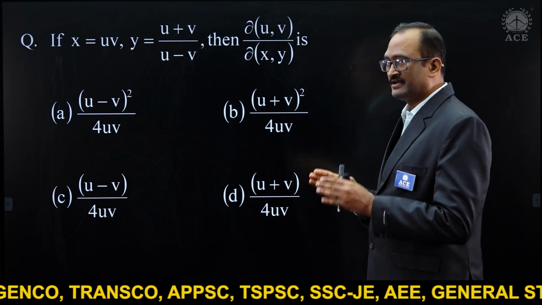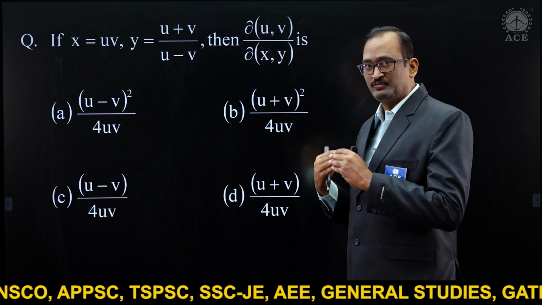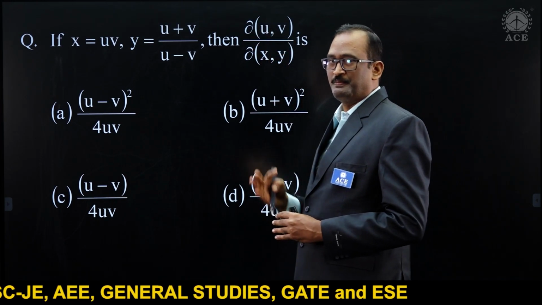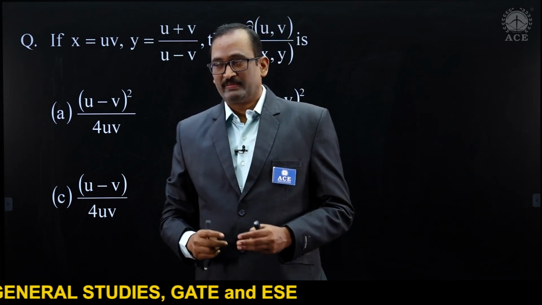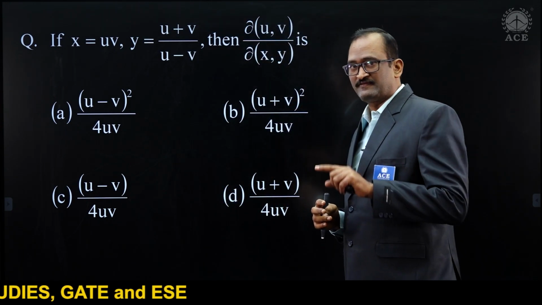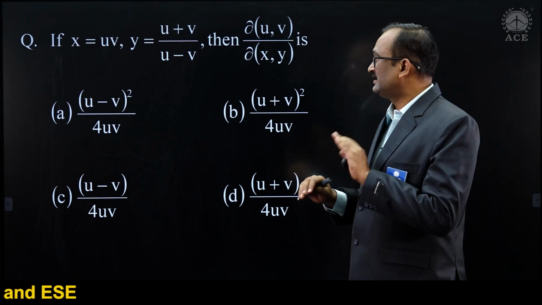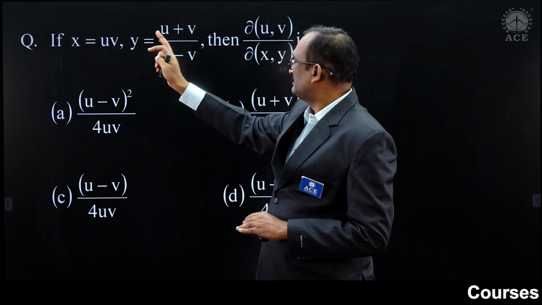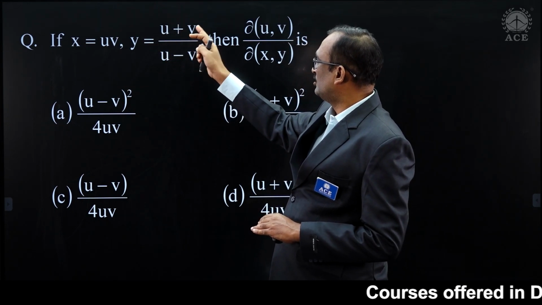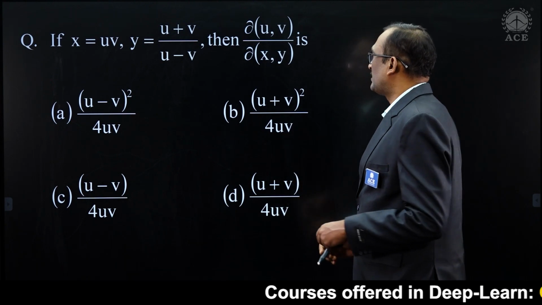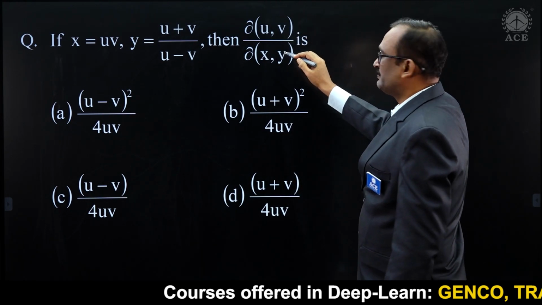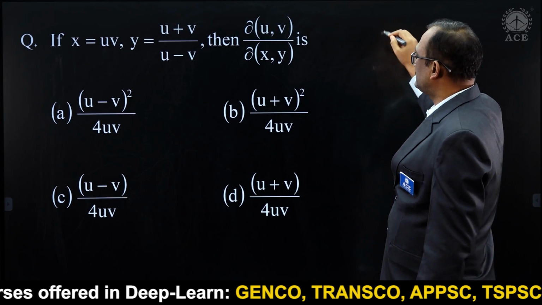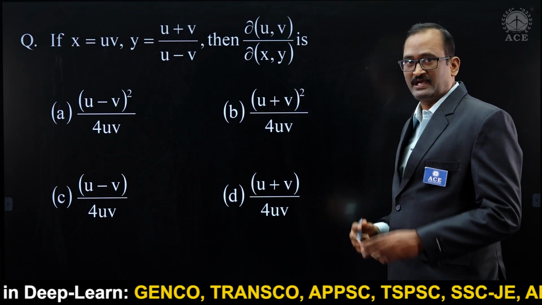To find del u by del x as well as del u by del y, first of all u should be given in terms of x and y, but we were not given u in terms of x and y. That's why we will find it in this manner: dou x by dou u and dou x by dou v, similarly dou y by dou u and dou y by dou v. After that, we have the property that dou of u comma v by dou of x comma y into dou of x comma y by dou of u comma v is equal to 1. From that, we can find the required result.